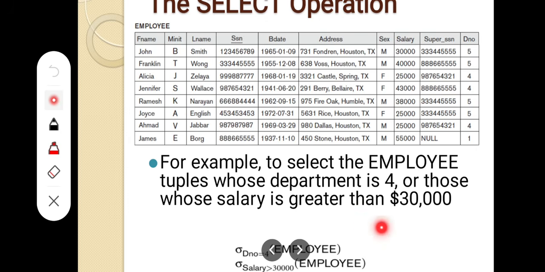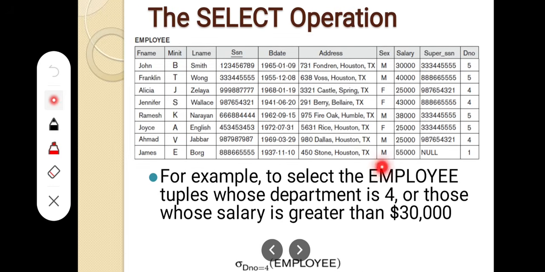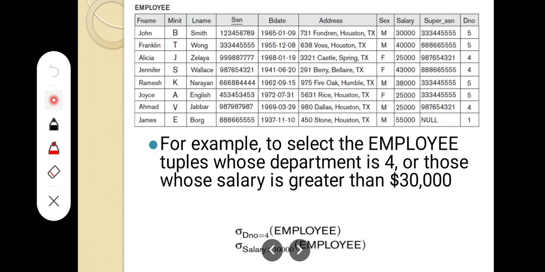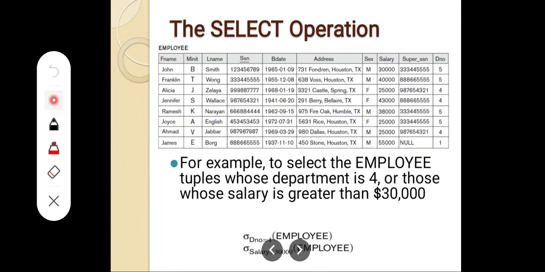Okay, similarly for the next query, salary greater than 30,000. How many rows are there having salary greater than 30,000? This is 40,000. Yes, this will be selected. Then this will be selected. 43,000 will be selected. Then this will be selected. 38,000 will be selected. Then 55,000 will be selected. So 4 rows will be selected. Okay, so this is the way of the select operation.